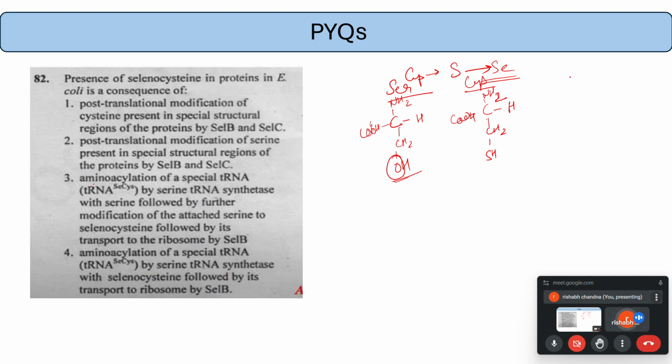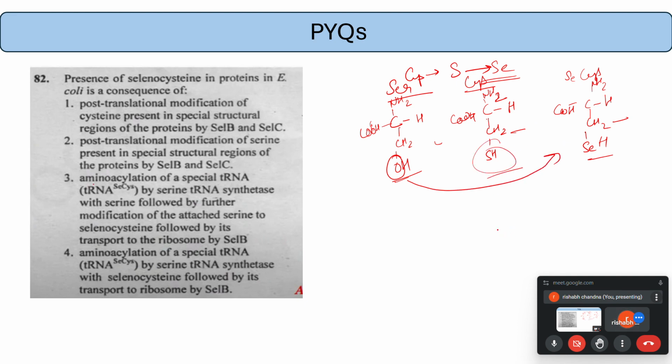And in selenocysteine we have the selenium instead of the S. Okay, so this is the basic difference between serine, cysteine, and selenocysteine. So sometimes what happens, the prokaryotic system forms selenocysteine from serine, not from cysteine.